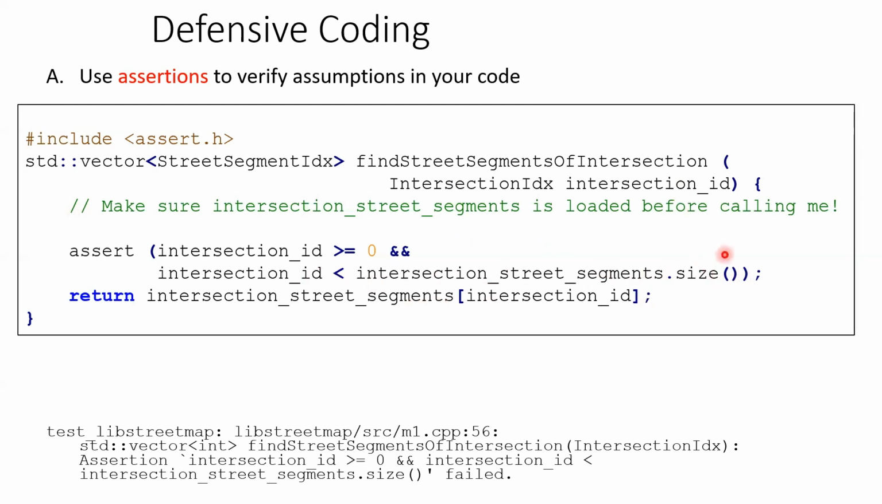And if instead of the number of intersections, we put the intersection street segments dot size, we also check whether it's loaded or not. If it's not loaded, then the size will be 0, and this assertion will fail. And if one of them is not satisfied, the output will say assertion failed, and it will tell you which assertion it is.